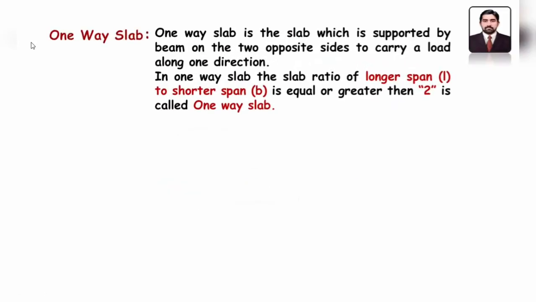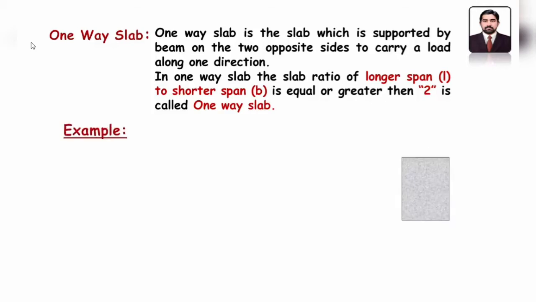Let's start the main topic. One-way slab. One-way slab is the slab which is supported by a beam on the two opposite sides to carry a load along one direction. In one-way slab, the slab ratio of longer span L to the shorter span B is equal or greater than 2.